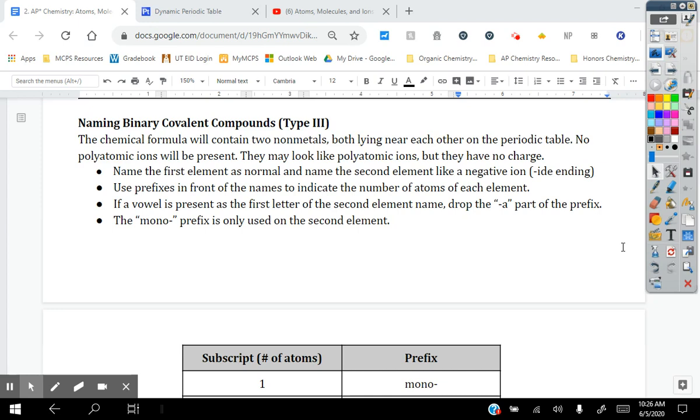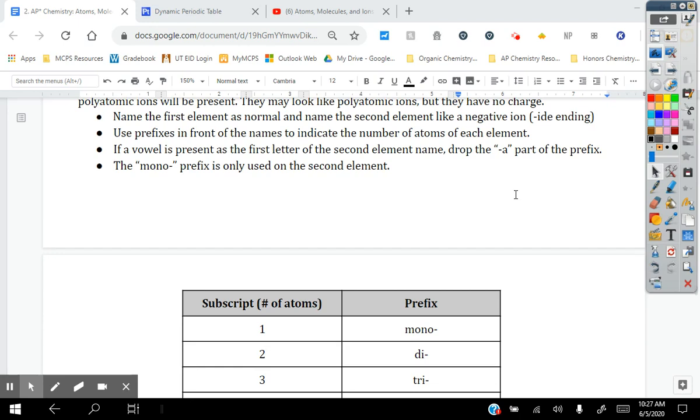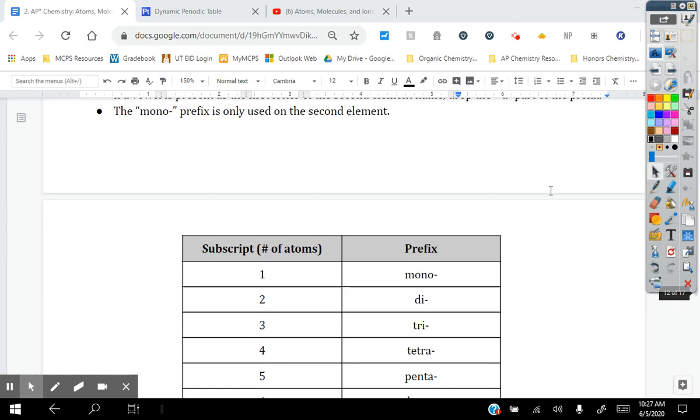So they're similar in the fact that you name the first element as normal and the second one with an IDE ending, but we have to use prefixes to tell us how many atoms are present in our molecule. If a vowel is present as the first letter of the second element name, we're going to drop the A, and I'll show you some examples of that in a minute. And then the mono prefix is only used for the second element.